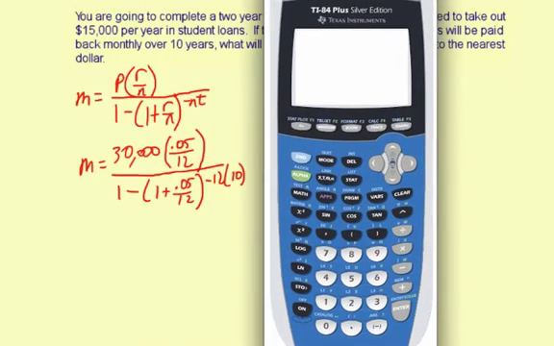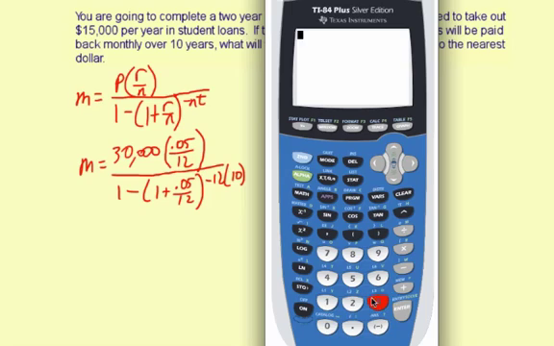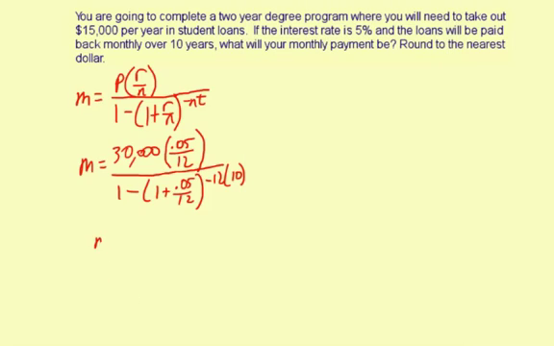So I'm going to figure out the numerator first. It's going to be 30,000 times 0.05 divided by 12, which is 125. So the numerator is going to be 125. So M equals 125.